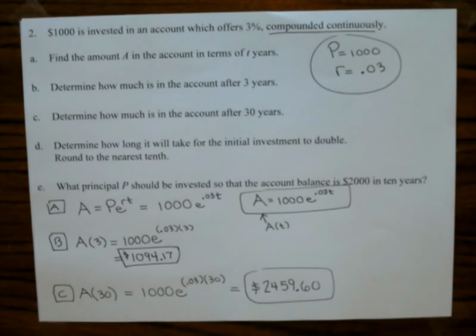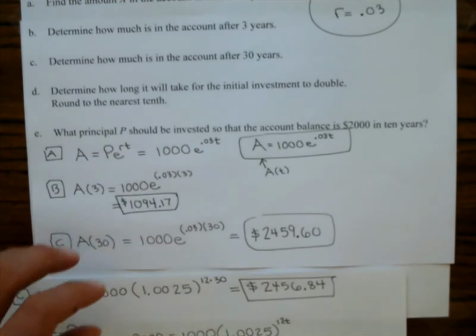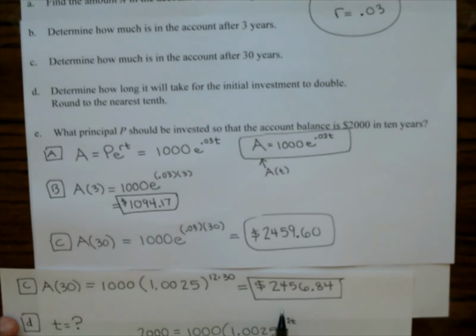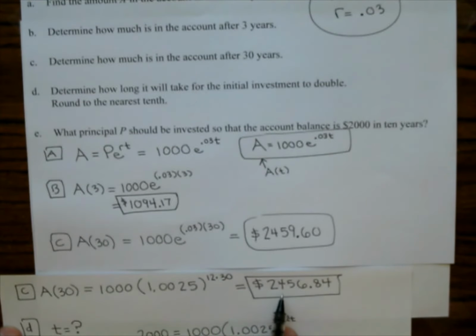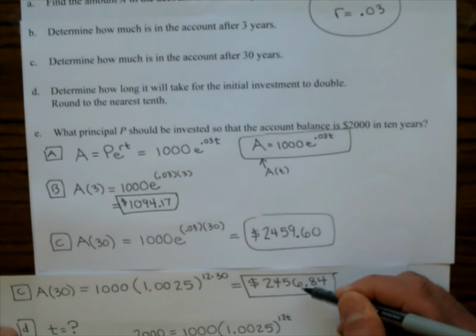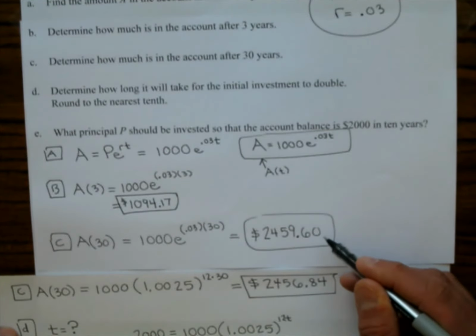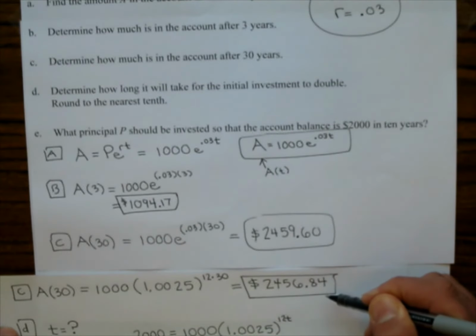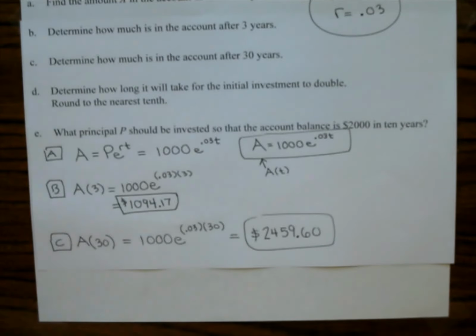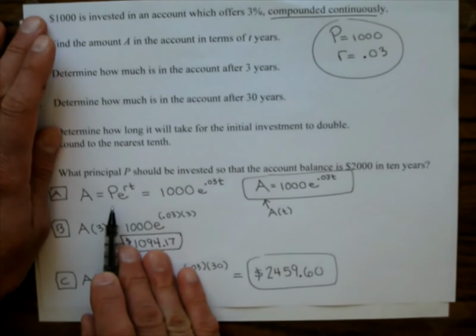Now compare that with the answer that we got from compounding it 12 times a year. After 30 years, we're only off by a little less than $3. You'd think the one that we just did would make a lot more than this one, and it's not that much for waiting a whole 30 years. So that's why we have this formula. It makes a really good upper bound for a lot of the problems.